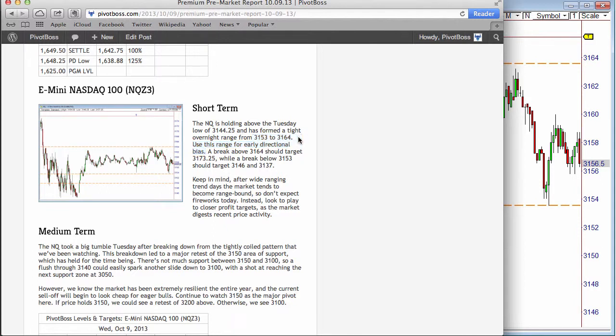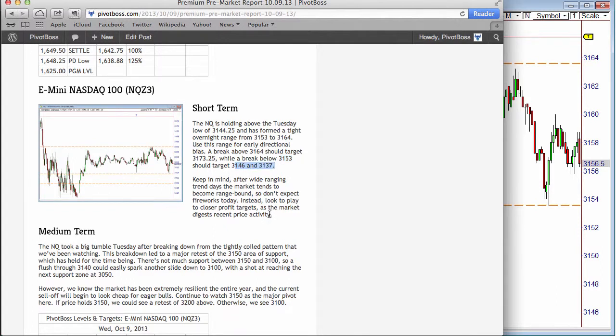53 to 64. That means a breakout. When I say that, it means a breakout from that range and a hold. So if it breaks and holds, that usually leads to a move in the direction of the break. So a break above 64 should target 73.25, and a break below 53 will target 46 and 37.